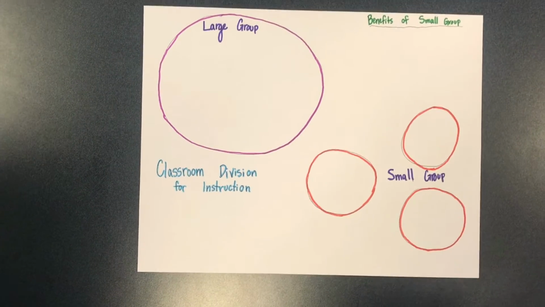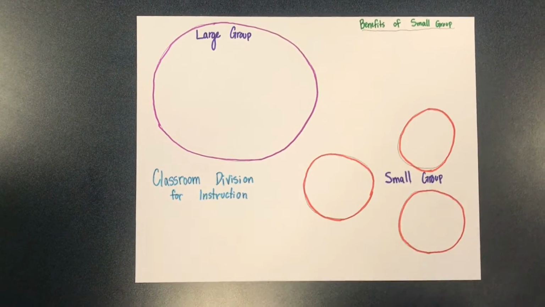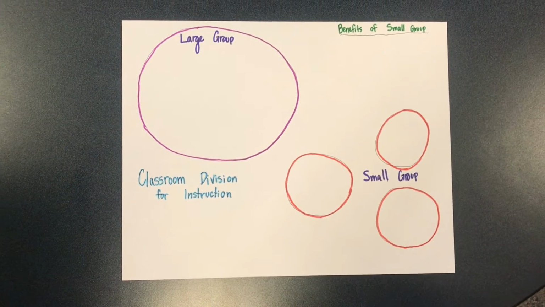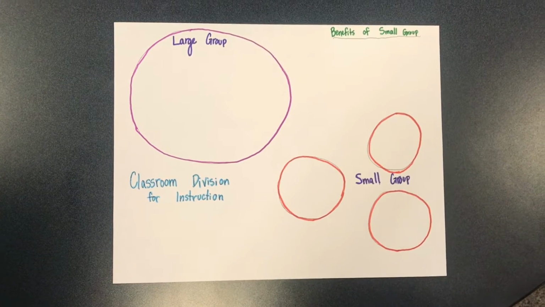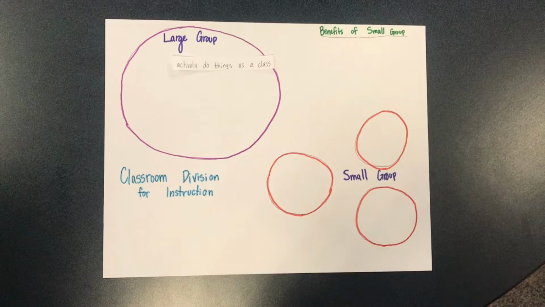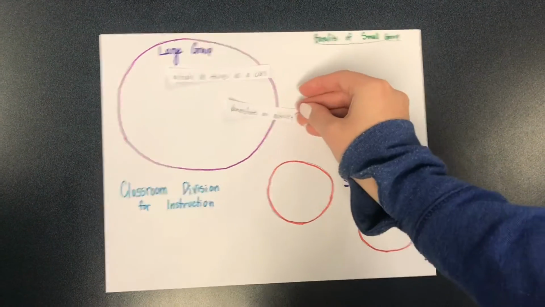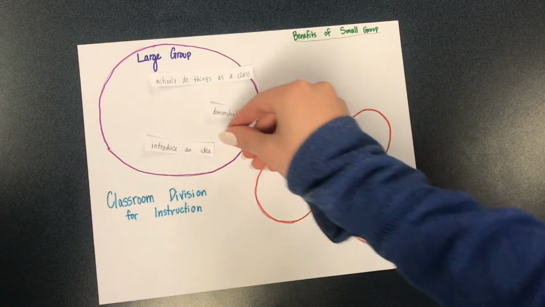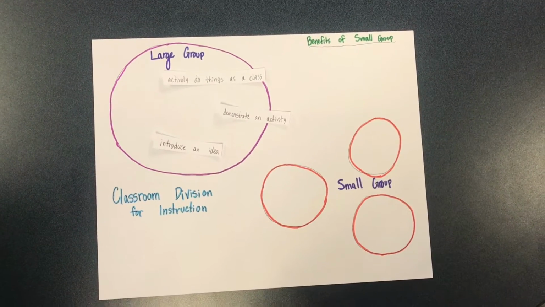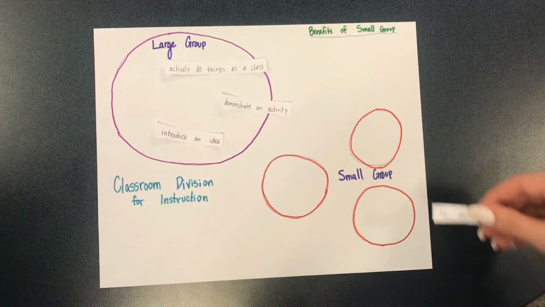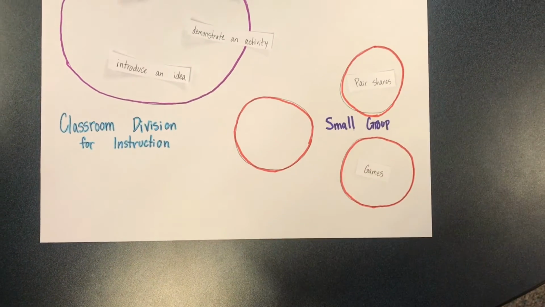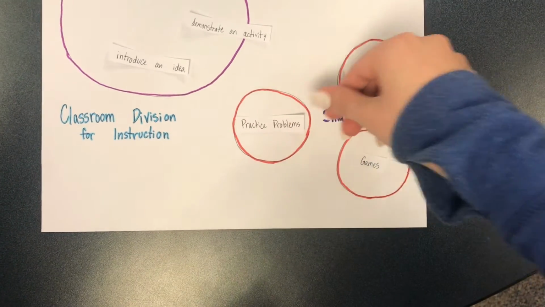When it comes to teaching in the classroom, you can divide the classroom into smaller groups or stay as a large group in order to instruct. There are many benefits for each of these. When it comes to large group activities, you can help them actively do things as a class, you can demonstrate an activity, or you can introduce an initial idea. This helps out when you're first teaching a topic. However, if you split into small groups, you can work through pair shares, you can also do individual games, and you can do practice problems.